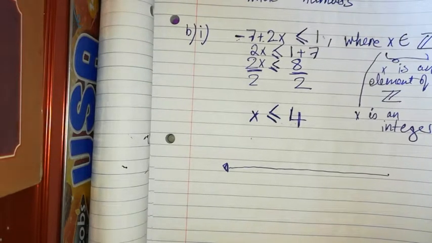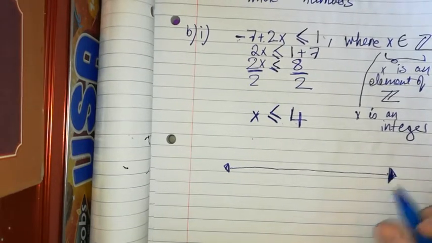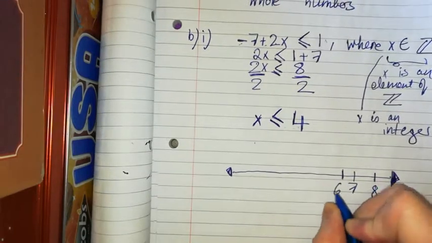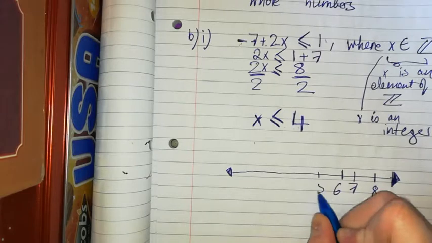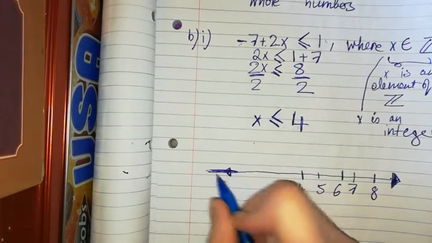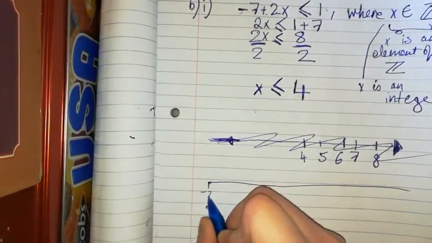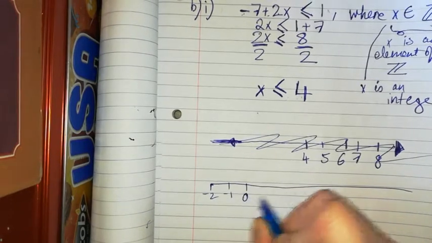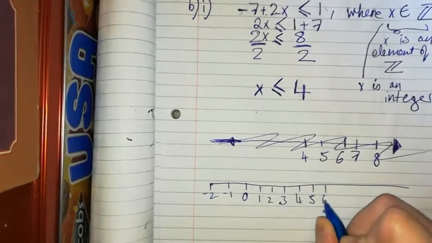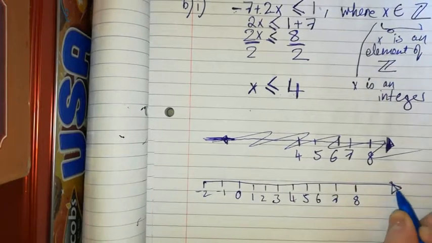So this is our number line that we're given here. We're given 8, 7, 6, 5, 4, so my number line isn't great, I might have to extend it. I'll draw a different one. So the lowest number is -2, -1, 0, 1, 2, 3, 4, 5, 6, 7, and then 8. They actually draw it exactly like this.